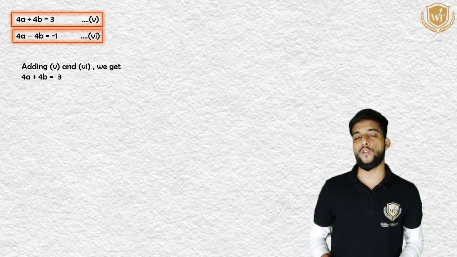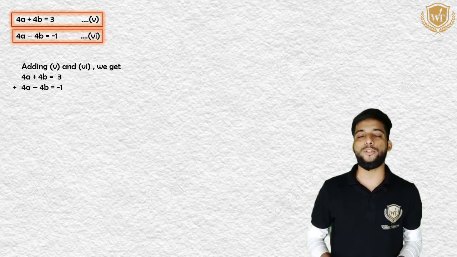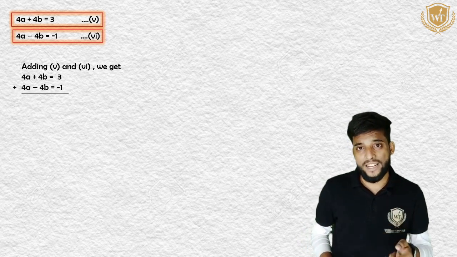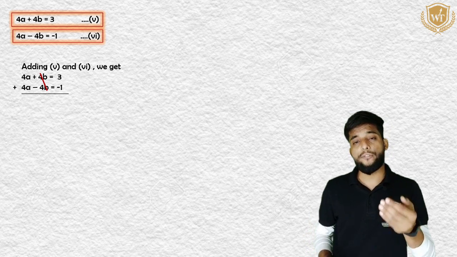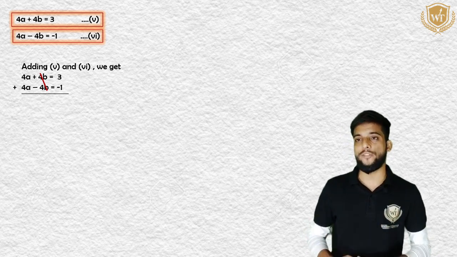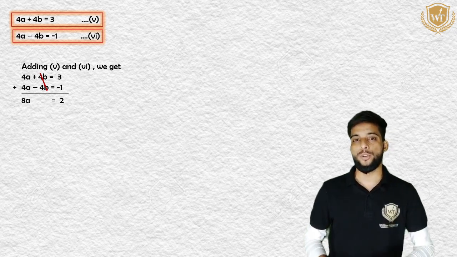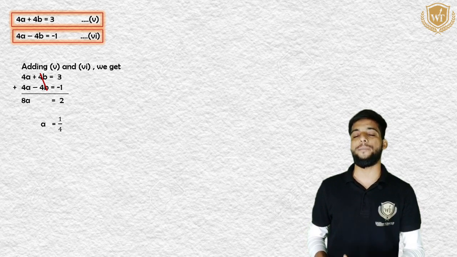So 4a plus 4b is 3, 4a minus 4b is minus 1. Let us add both the equations. 4b minus 4b will cancel out. You'll have 4a plus 4a which will give you 8a. 3 minus 1 will give you 2. So 8a is equal to 2. So the value of a will be 1 by 4.